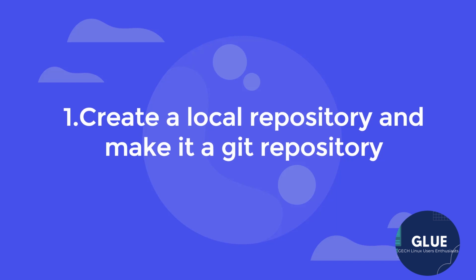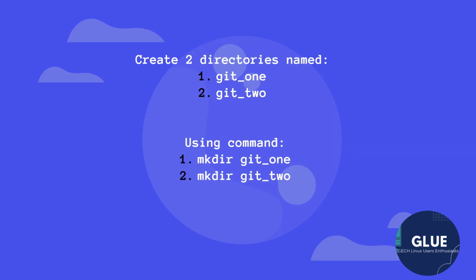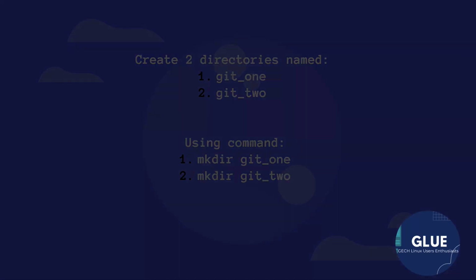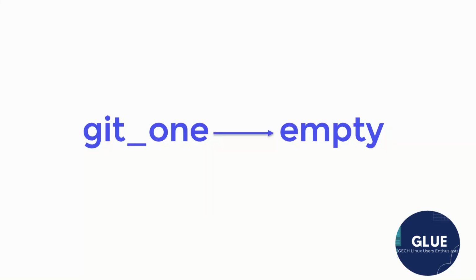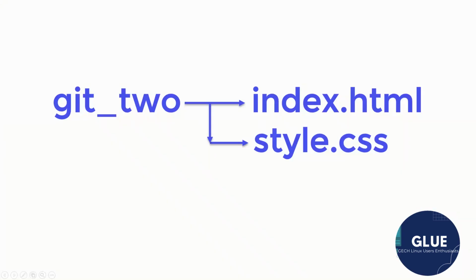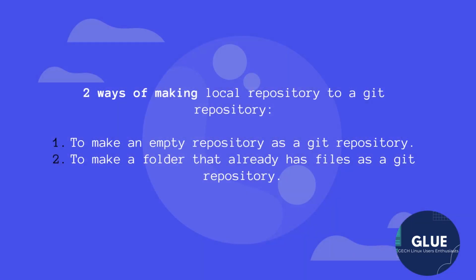To do this, we create two directories with two different compositions, that are git1 and git2. Here, git1 is an empty directory that contains no files and subdirectories within it. On the other hand, git2 is a directory that contains two files, that is index.html and style.css. That means git2 is a non-empty directory. Even here, we have two different ways of making a local repository into a Git repository. Let's look into the first way.